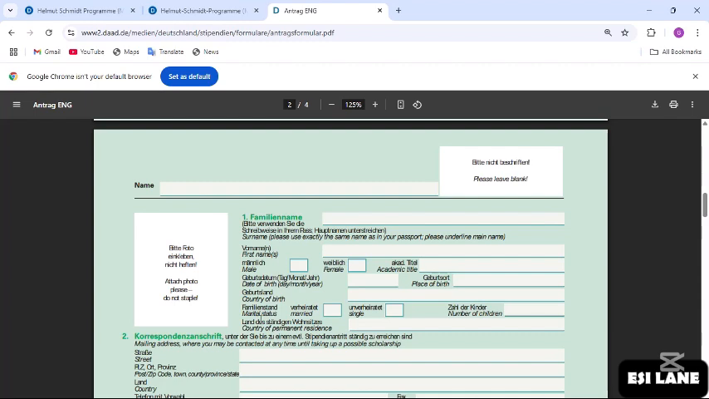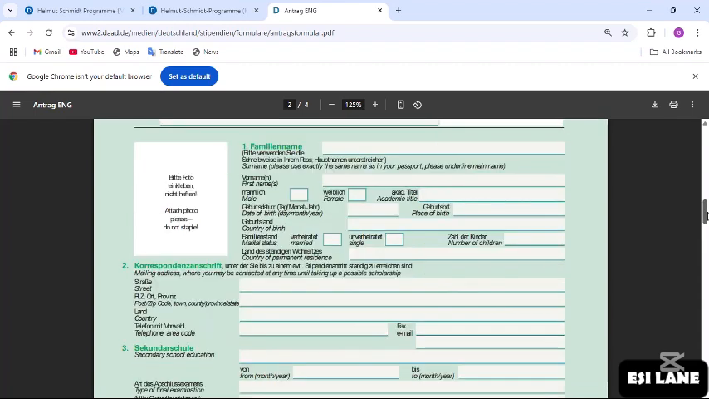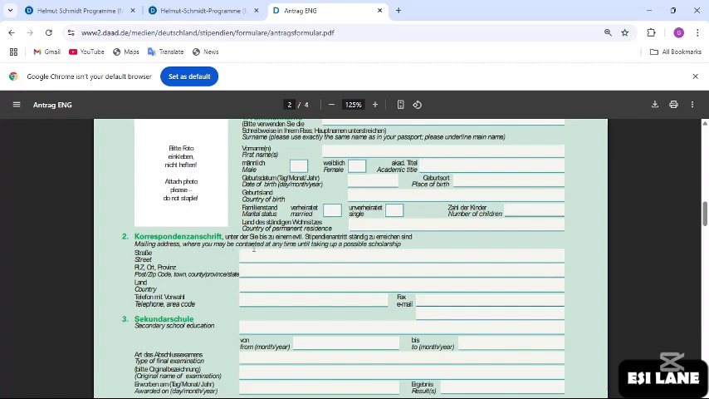Then marital status: if you are married, you tick here. If you are single, then you tick this side. The number of children, you write the number of children here. Country of permanent residence, you write that here. That is the country you stay in. It should be a country that qualifies for the scholarship. Then for number 2, it says mailing address where you may be contacted at any time until taking up a possible scholarship. You write the street here, then post or zip code, town, country, province or state. So if you have a PO box, you can write it and you write the name of the town or the state you are from. You write your country name, then your telephone number including the area code. And finally, you write your email here.